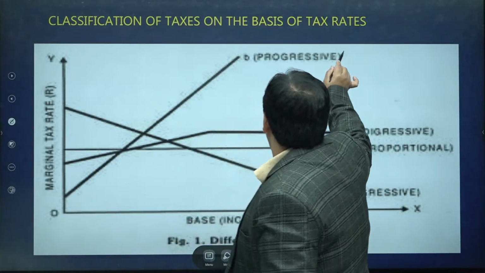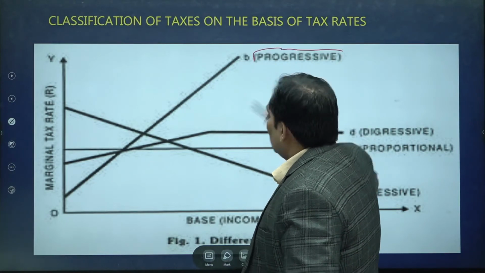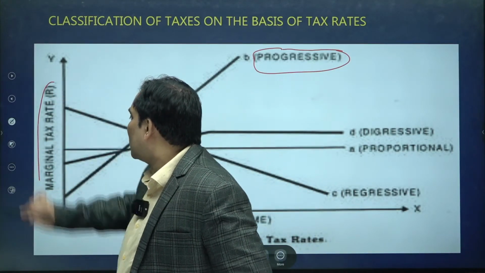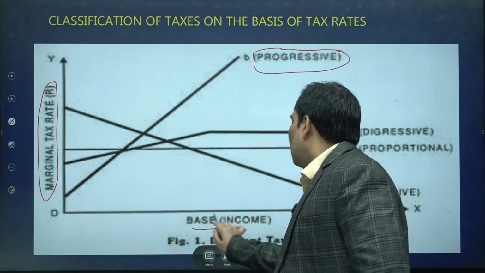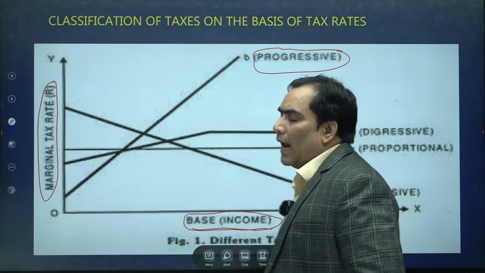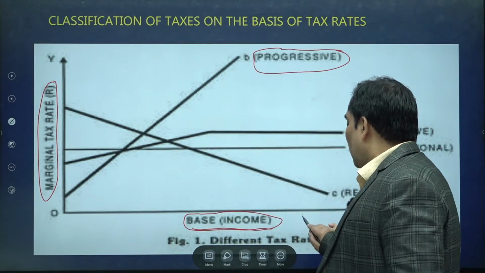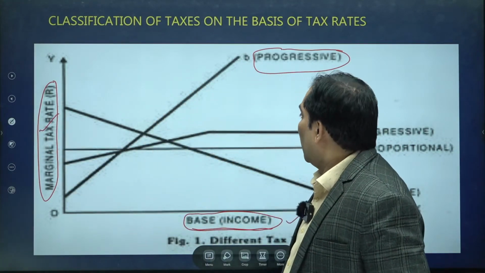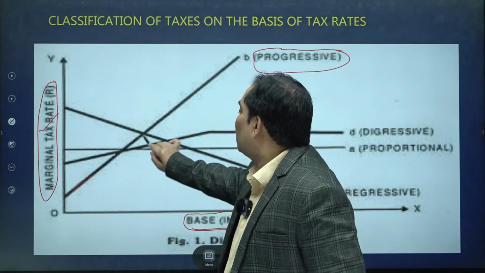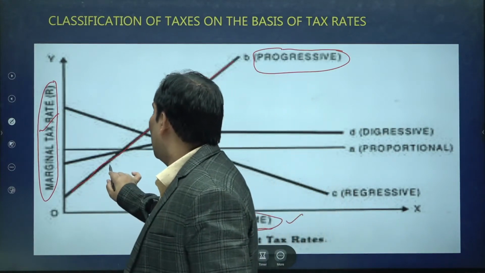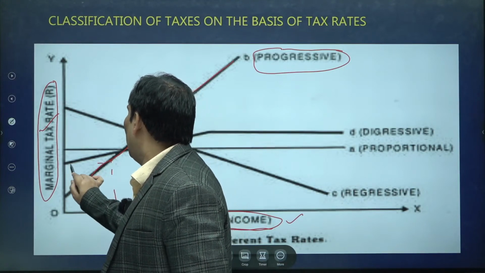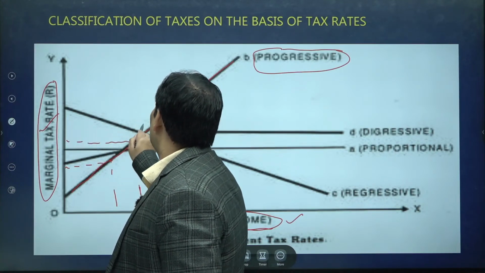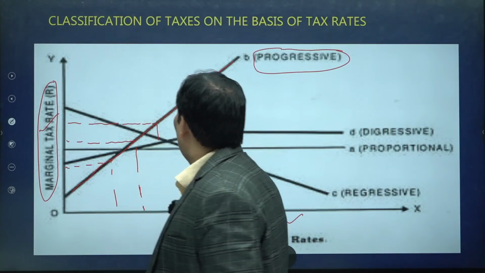Under the progressive tax system, the marginal tax rate increases with the taxable income. So on the y axis we are taking the marginal tax rate, and on the x axis we are taking the taxable income or base income. In the progressive tax system, as the taxable income increases, the marginal tax rate increases. So this is the progressive tax system.